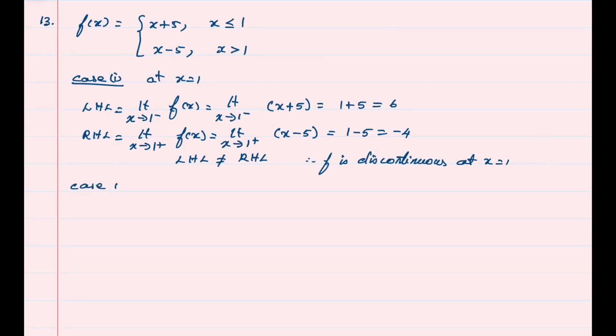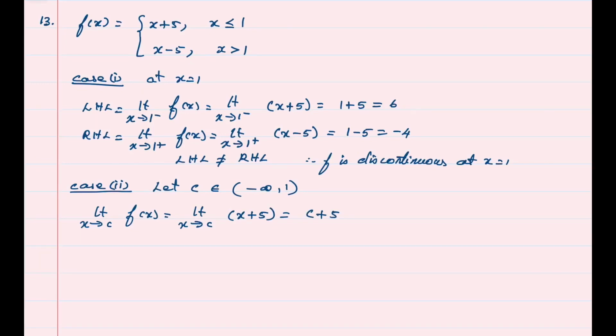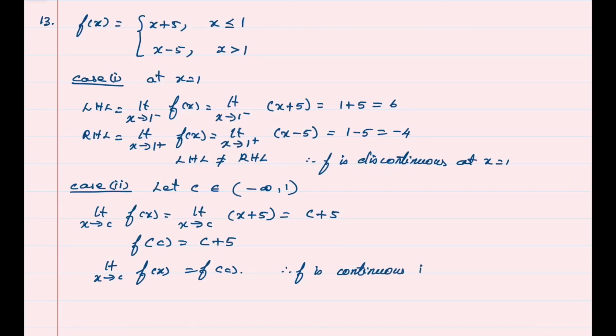Case 2. We will check for all real values which are less than 1. So, c belongs to minus infinity to 1. Limit x tending to c of f of x. In this interval, c values are less than 1. We will use x plus 5. The answer is c plus 5, and f of c is also c plus 5 using the same function x plus 5. Limit x tending to c of f of x and f of c are equal. Therefore, f is continuous in the open interval minus infinity to 1.